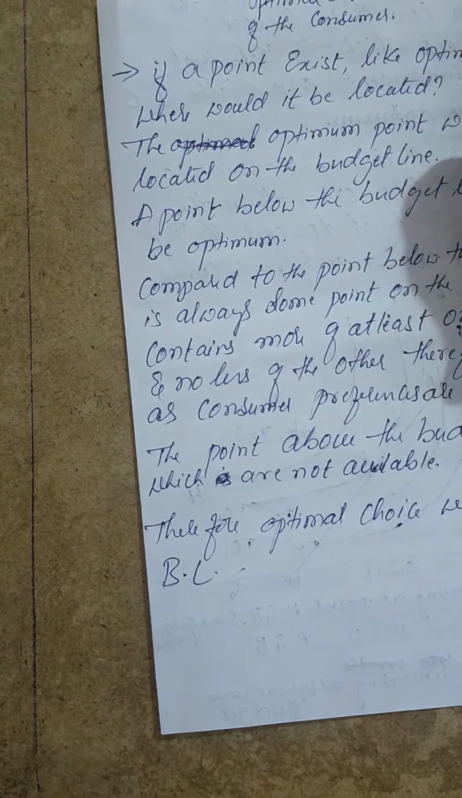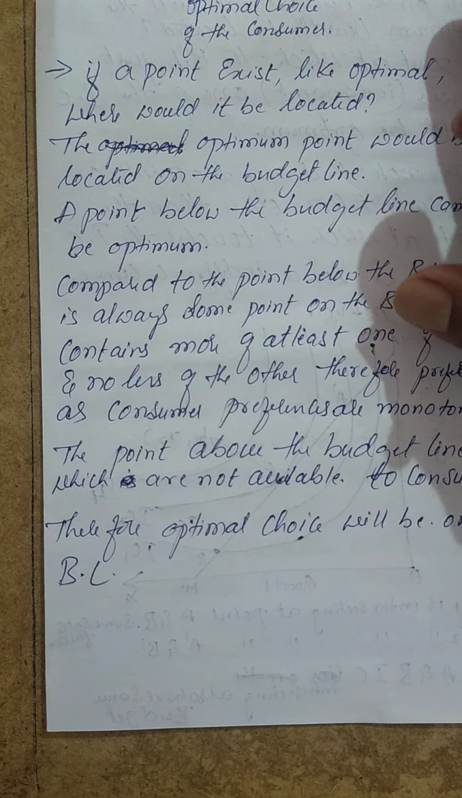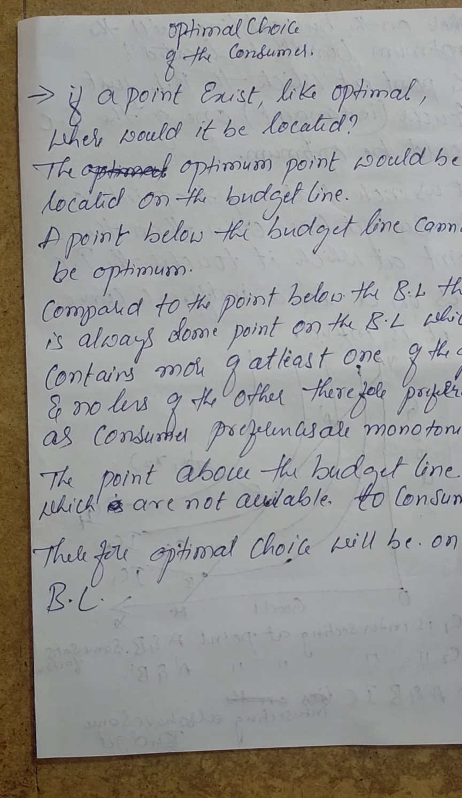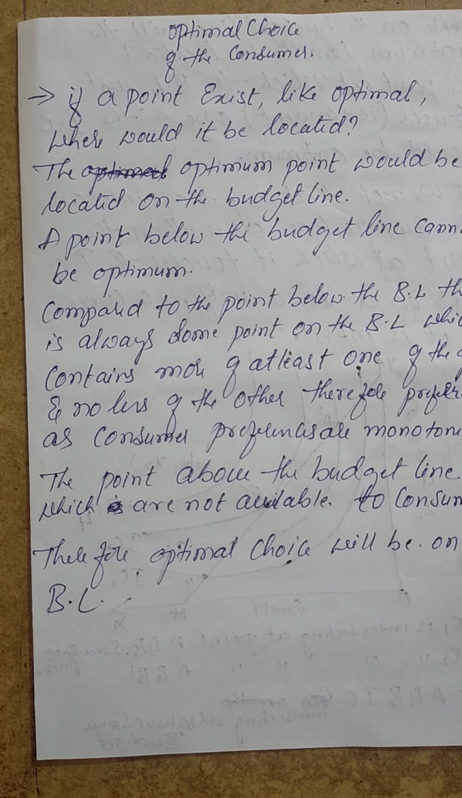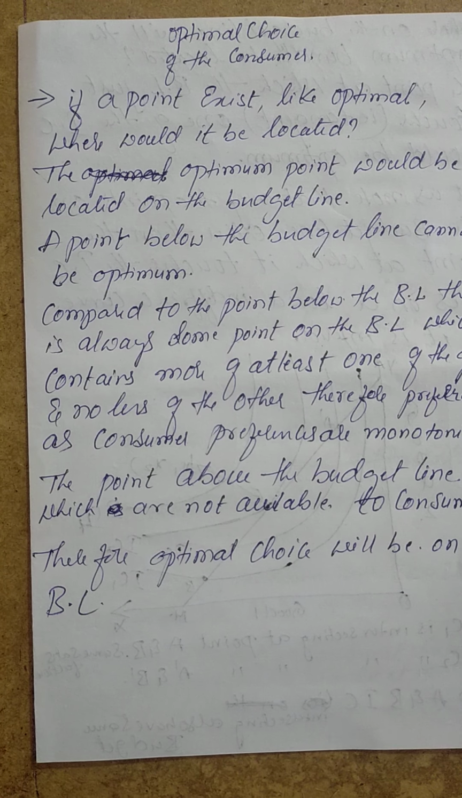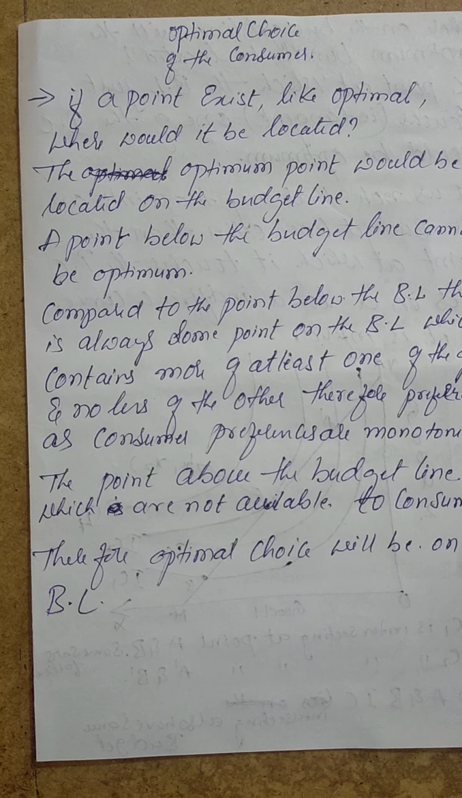If a point exists, as a combination of the budget line and the indifference curve, if an optimal point exists, where would it be located? They are saying the optimal point would be located on the budget line. That means it should be on the budget line, and only then do we call it an optimal choice. Let us see how.